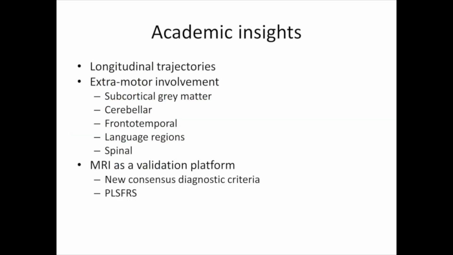So I suppose in summary, imaging offers academic insights, right? It showed me that this disease is relentless. There's no plateauing, there's no compensation, there are no adaptive changes of hypertrophy or new networks. It just takes on more and more brain regions over time. I think there's compelling evidence that PLS affects subcortical structures, the cerebellum, frontotemporal regions, language regions, and the spinal cord. And it's an excellent validation platform for emerging clinical ideas.